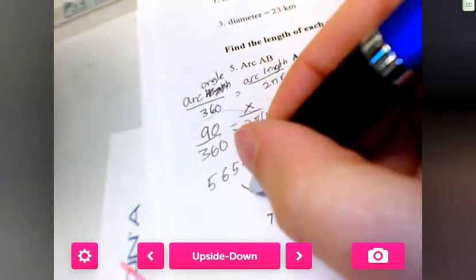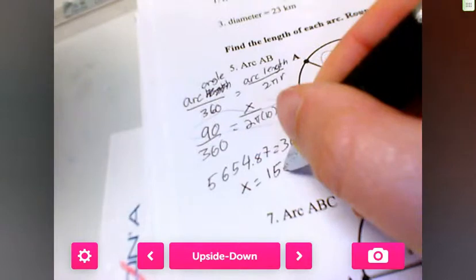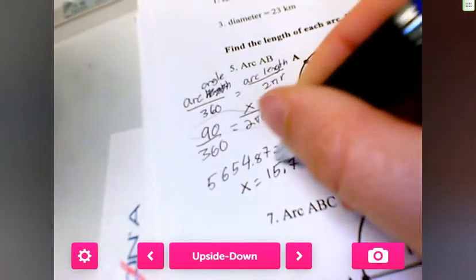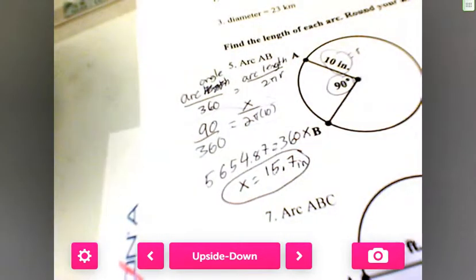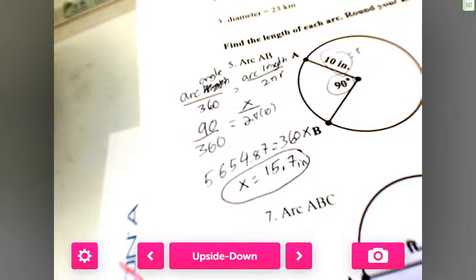And I get x equals 15.7. That's inches. Should we try another one? Okay, I'm going to move on to number 6 then. I'm going to move out a little bit.